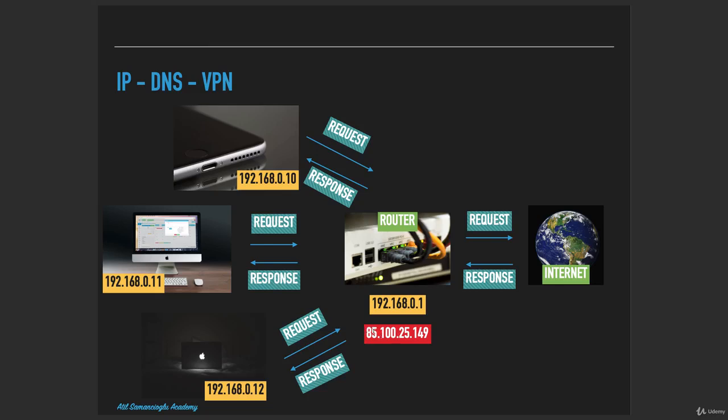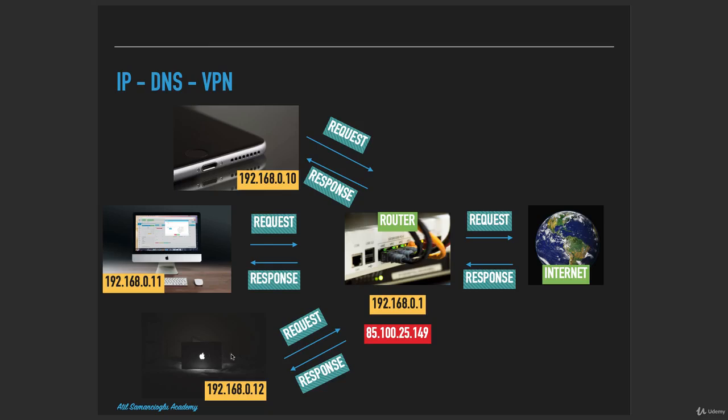But over here, we only have one public IP address, which is 85.100.25.149 in this case. But also we have some local IP addresses as well. These local IP addresses are assigned by the router with some kind of tools to the individual devices in your home or in your network. Okay, so what you see as 192.168.0.10, 0.11, 0.12 represents the local IP addresses of the individual devices.